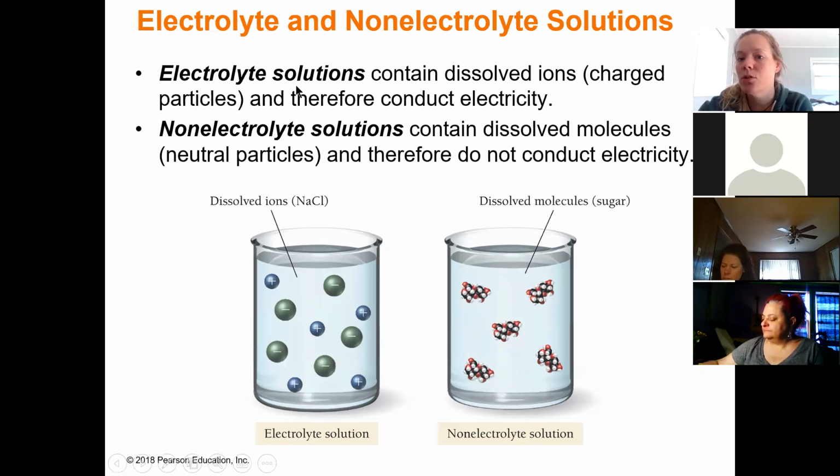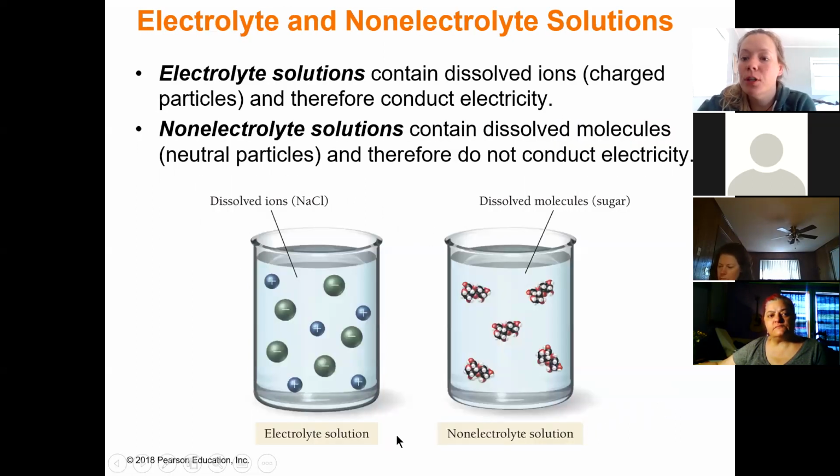An electrolyte solution contains dissolved ions. It is something that can allow for conductivity of electricity. So I could run a current through an electrolyte solution, but not through a non-electrolyte solution, for instance, sugar water. There are no charged particles hanging out in the solution. We have these stable whole molecules. So I can't run electricity through these things.